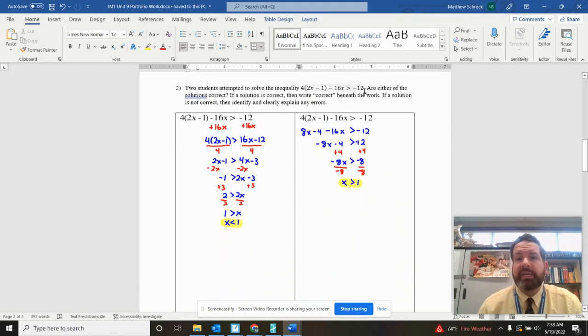For the second one, here's an inequality. Here are 2 attempts at solving it. I don't know, are any of them right? If one of them is right, all you have to do is write correct underneath it.